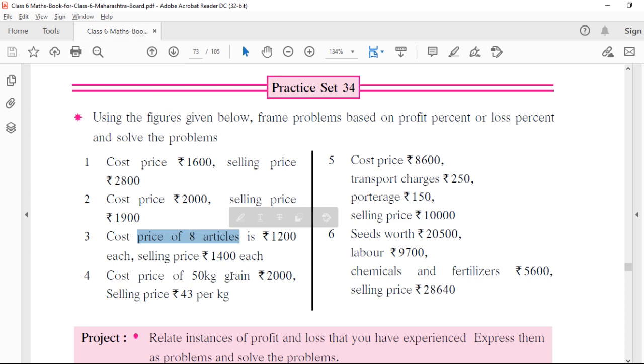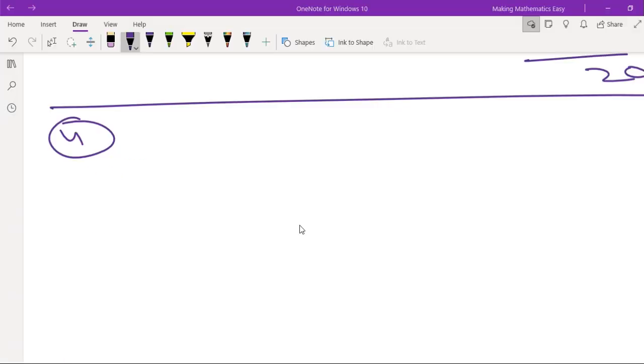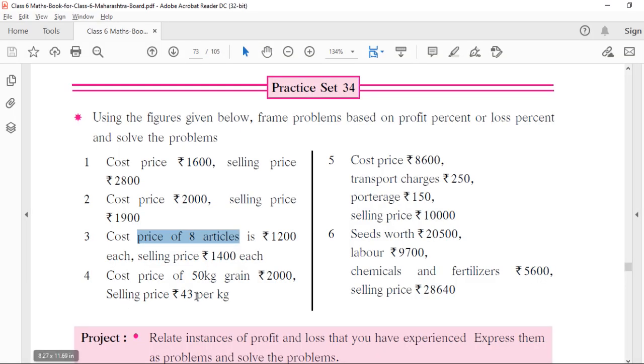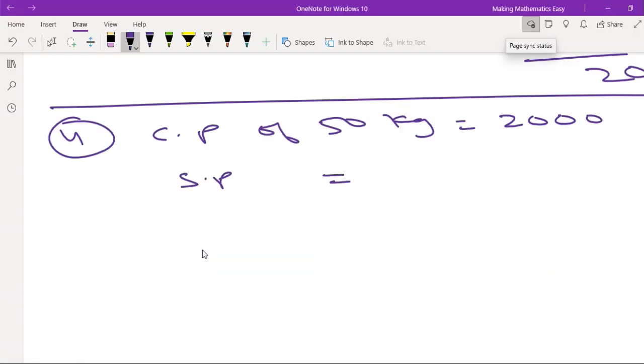So cost price of 50 kg grain is 2000. The cost price of 50 kg is 2000 and selling price is 43 per kg. Now what they have given is cost price of 50 kg is 2000, so we do not actually require cost price per kg. We can find out total selling price of 50 kg.